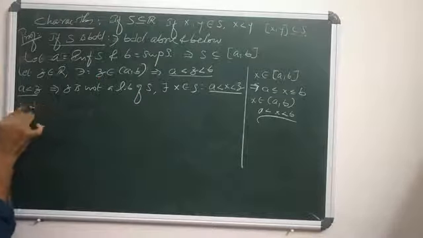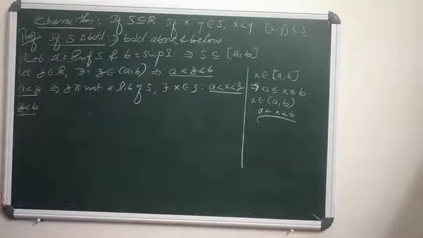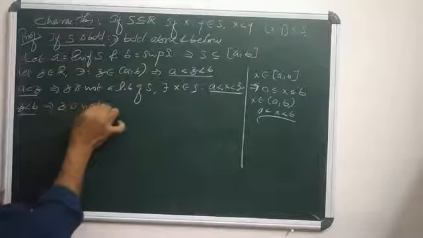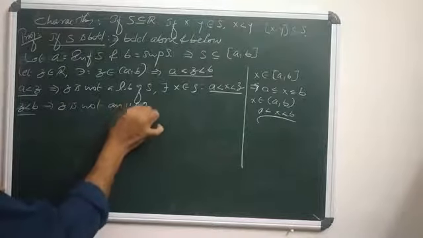z is less than b. What is b? b is the supremum, the least upper bound. No element less than this b is an upper bound. So that means z is not an upper bound. z is not an upper bound of S.